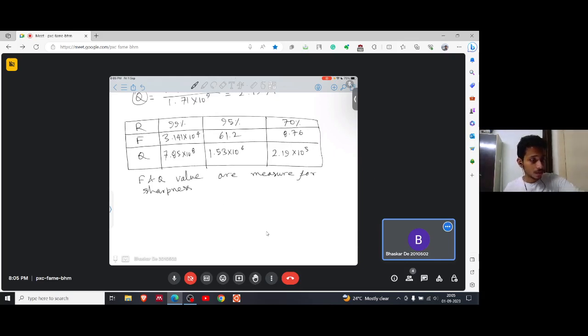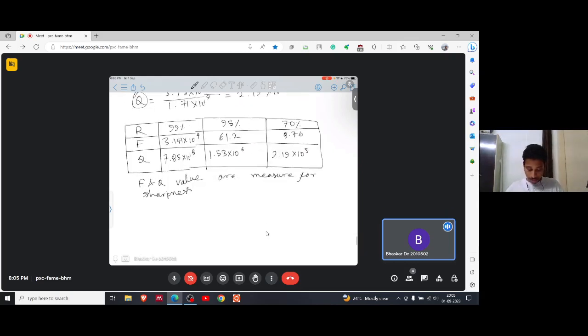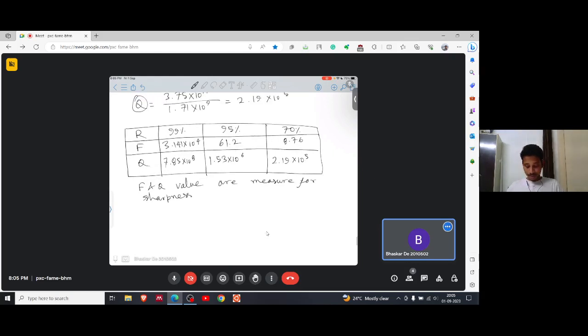Okay, so this is the thing, like the better the value of F and Q, the better the cavity is for using inside a laser.